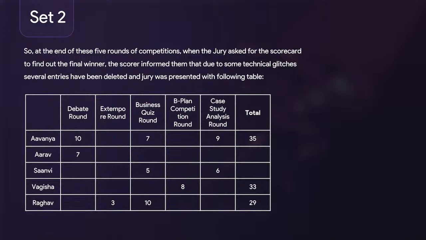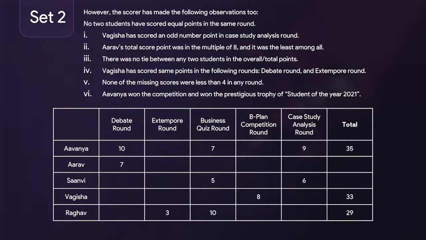Okay, so jury was given this incomplete table. So these are 5 people as you can see, and these are the 5 rounds, and the scores of these 5 people in these 5 rounds are given. On the right hand side, you can see some of the totals and a lot of values are missing on this. Okay, so now I'll be taking you to the final slide of this question where you will see some conditions using which you will have to fill this complete table.